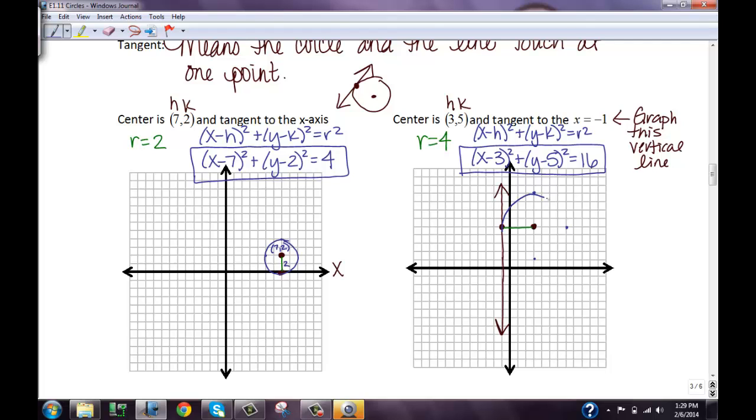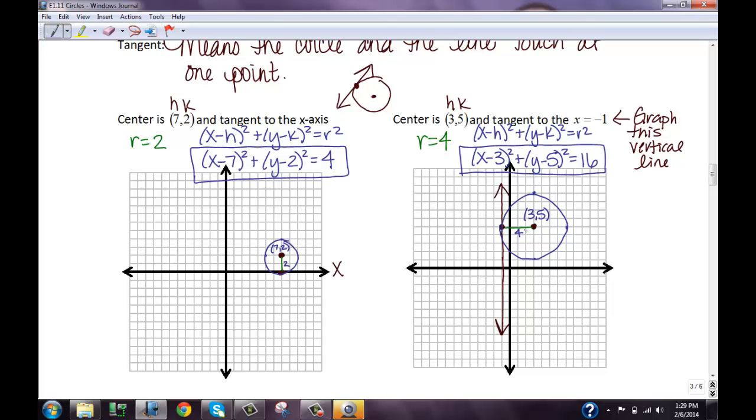And then I just connect my circle. Make sure when you draw your circle, it looks like a circle and not like a rounded square or a diamond. Okay, my center here is (3, 5) and my radius is 4. Okay, not too bad, hopefully.